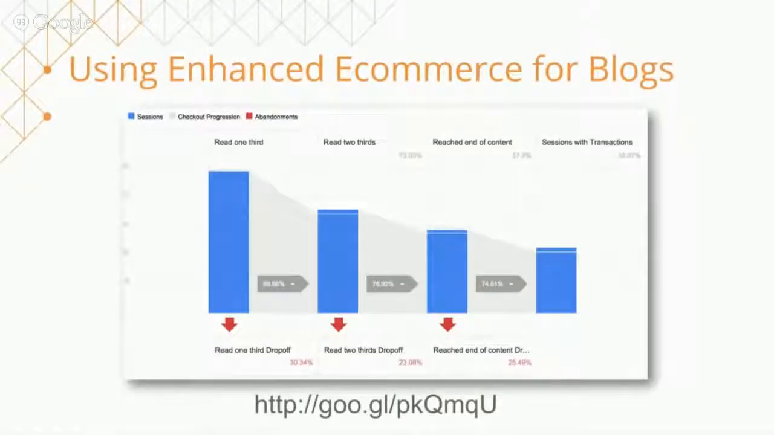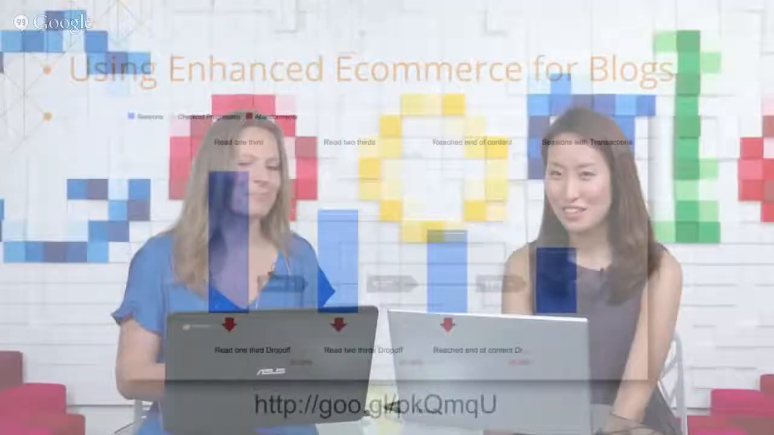And then at the end of the day, this is what he was looking at. So people who were reading a blog post and got one third of the way down, or two thirds, or finished the blog post, and he was able to see all of that using Enhanced Ecommerce. I thought that was a really creative use of Enhanced Ecommerce and something that I want to do on my own blog. And I've seen this with many different Google Analytics Premium users.